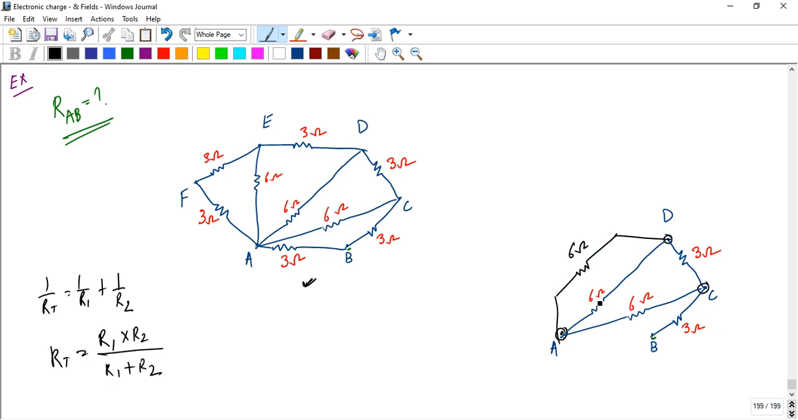6 and 6 are parallel. Similar concept: A and D are the two junction points, and this 6 and this 6 are directly connected between these two junction points. So that's why these two are parallel. So 6 and 6 in parallel, we get 3.